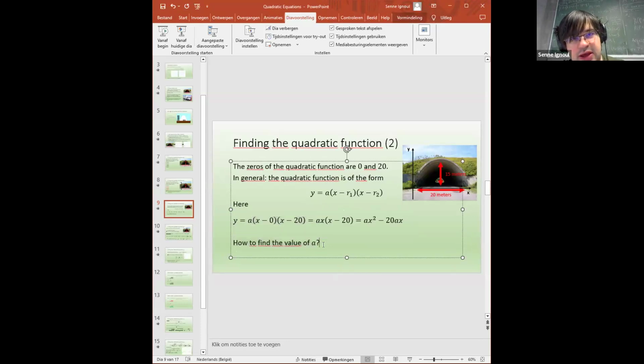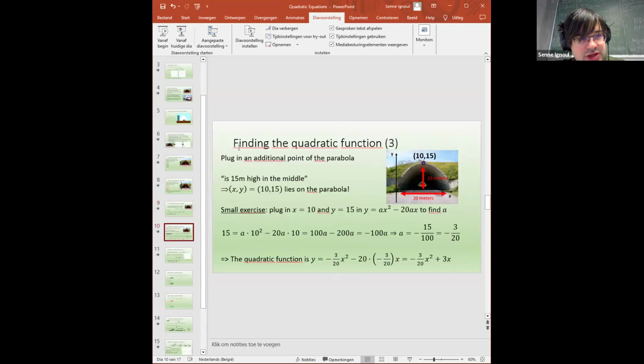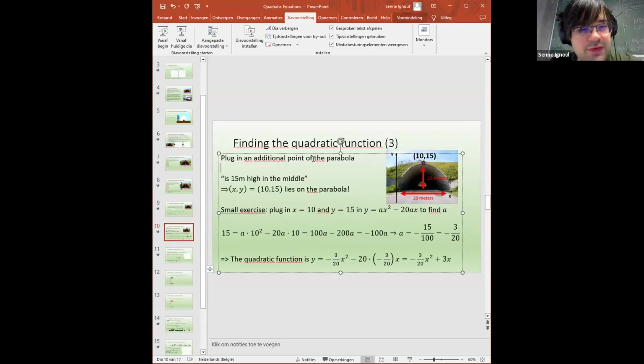And then I will ask them, okay, what do you think we can do to find a? And then the correct answer is that you have to plug in an additional point. What additional point do we have? We know that it's 50 meters high in the middle. So that means that this point needs to lie on your parabola. So you can plug in the numbers yourself.